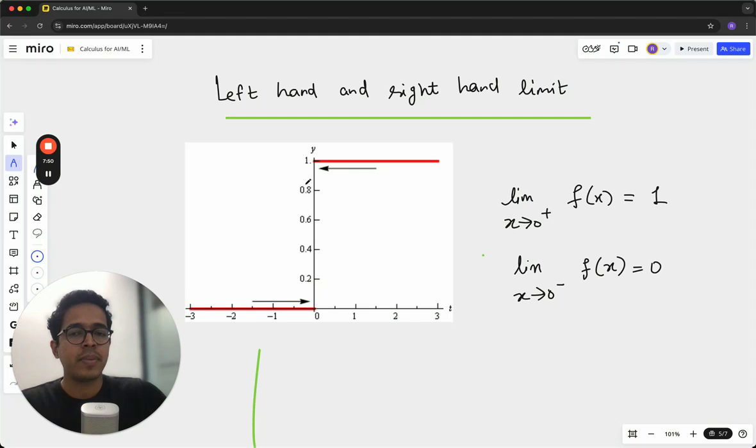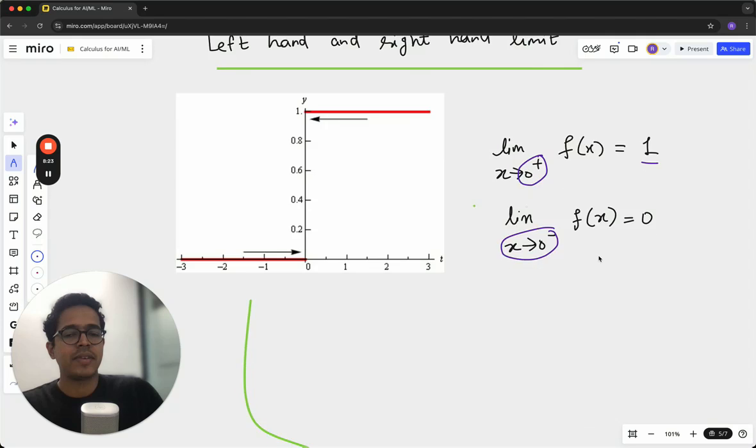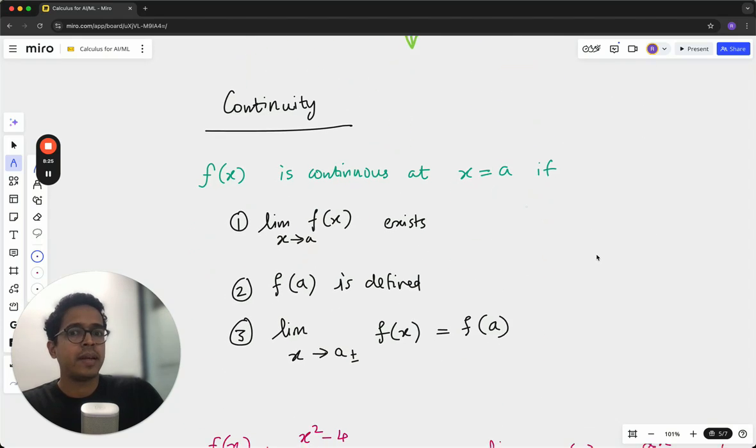For example, look at this function. This function has a value of 0 for all negative numbers, and a value of 1 for all positive numbers. So you have a right-hand side and a left-hand side limit for x equal to 0 here. Limit x tends to 0 plus, meaning you are approaching 0 from the positive direction, f of x is 1. But if you are approaching 0 from the negative direction, which is limit x tends to 0 minus, f of x is equal to 0. So these two are the right-hand limit and left-hand limit, and they need not be the same in all cases.